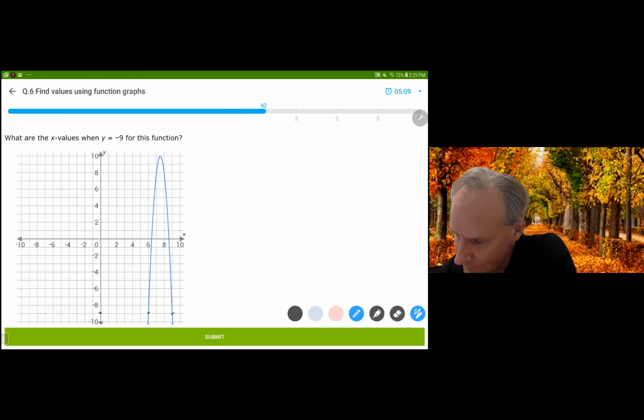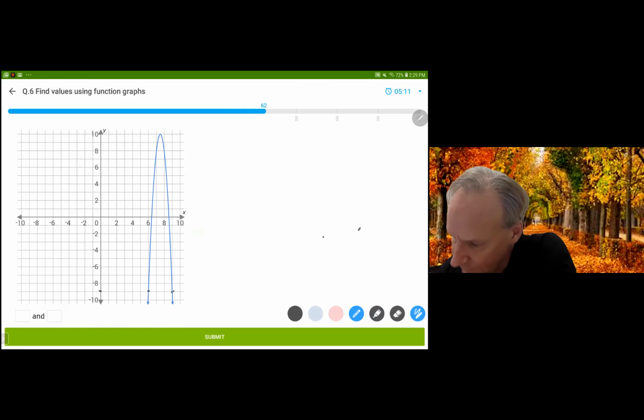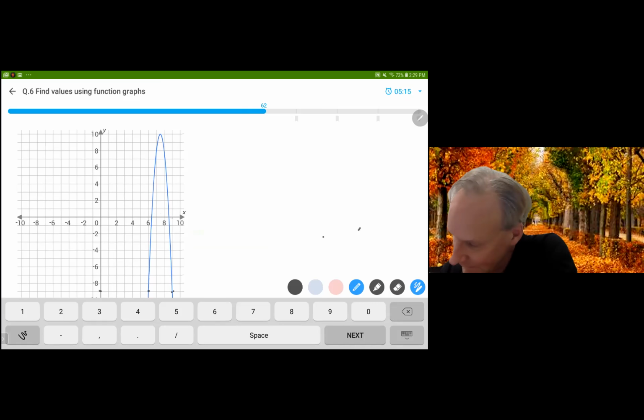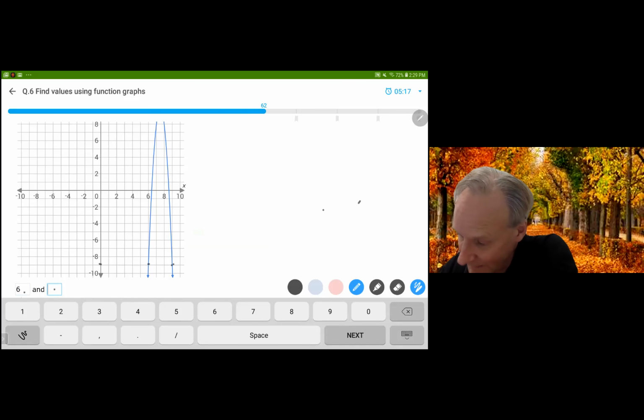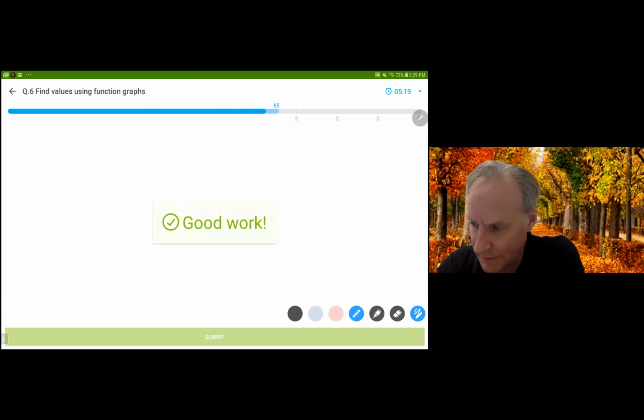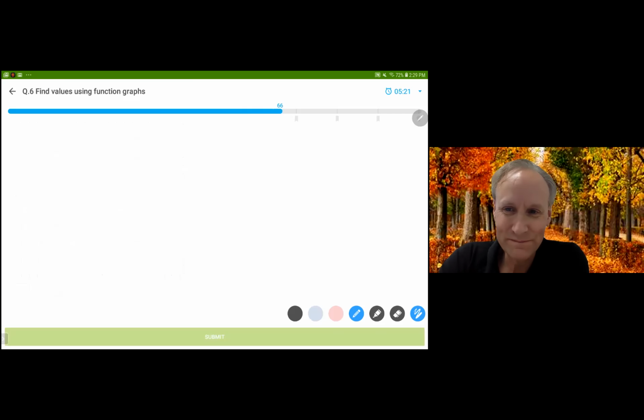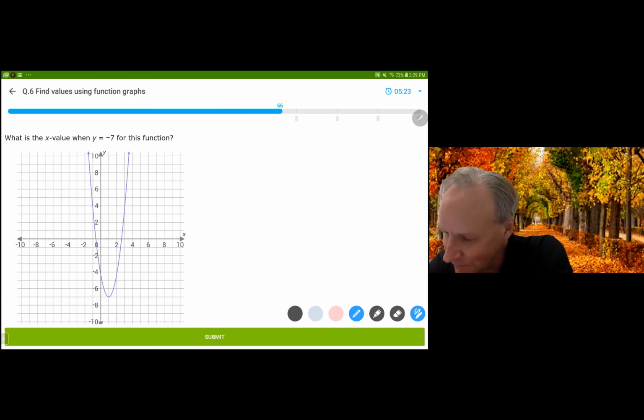Oh, it doesn't. So the x values are going to be 6 and 9. I'm telling you, they're going to hit me up with that 9 over and over again. Y is -7. Looks like I'm at the vertex there. And the x is going to be at 1, isn't it?